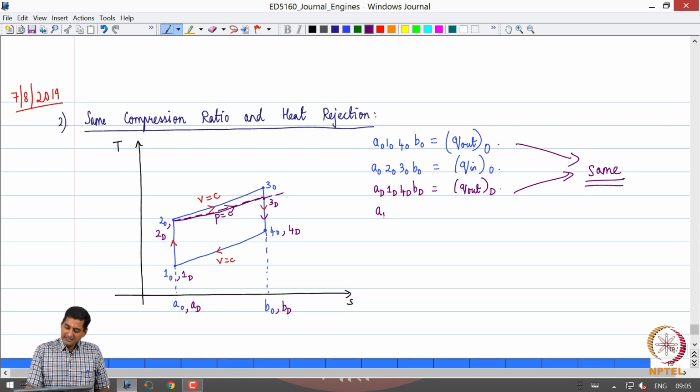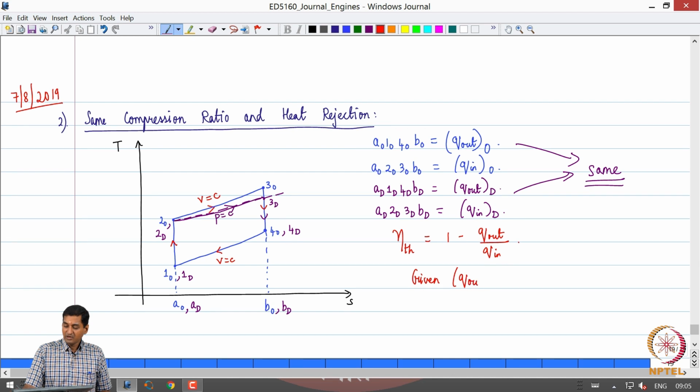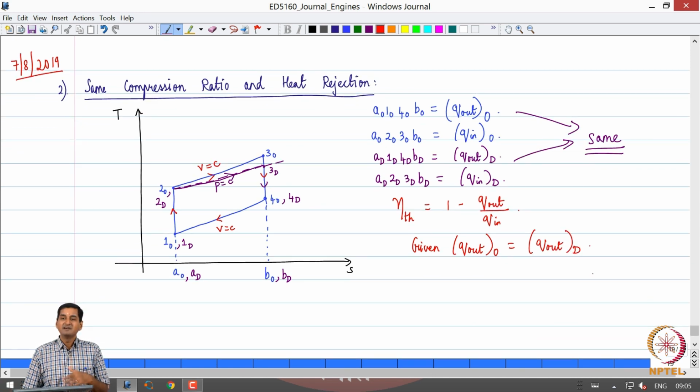So, we have identified this one. Please note the area AD, 2D, 3D, BD is the heat input given in the diesel cycle. Now, we know that the thermal efficiency is equal to 1 minus Q out by Q in. We are given that Q out in the Otto cycle and Q out in the diesel cycle are the same. That is, I reject the same amount of heat energy in both the cycles. Now, what can I say about Q in?